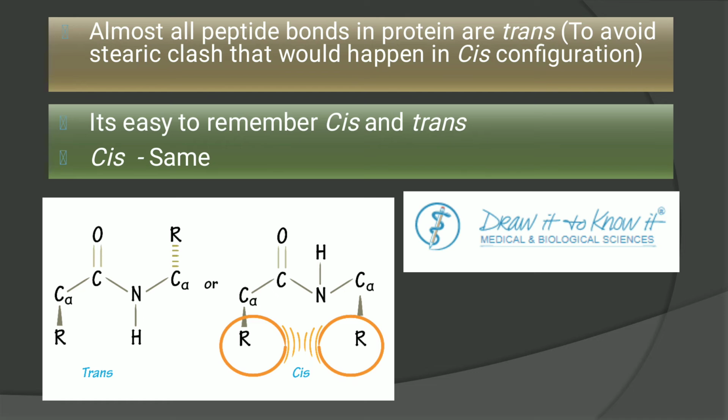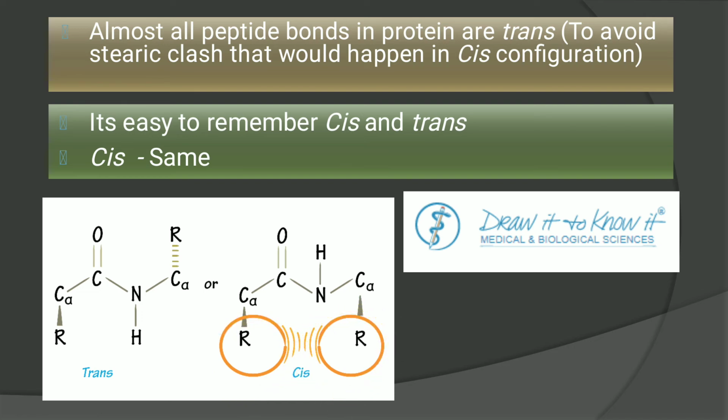Relate the word cis with "same", as the first letter is almost pronounced the same: cis, same. You can just remember it this way. So cis is same, trans is different. Cis will have the atoms or molecules organized on either side in the same position. You can see here in this cis position that the oxygen and the hydrogen on this peptide bond are on the same side, and the R group of the first amino acid and the R group of the second amino acid are also in the same position.